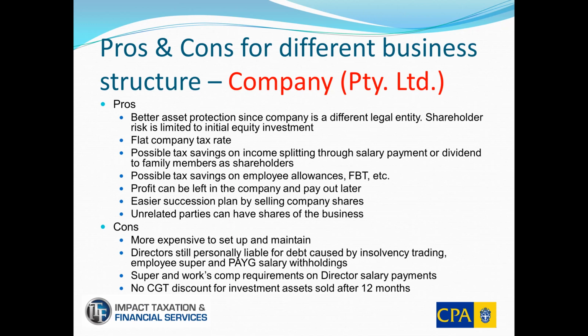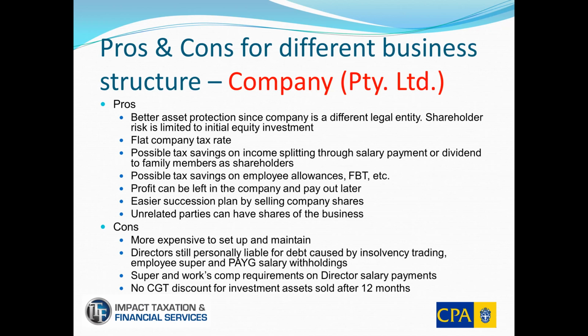Okay, and then also the last advantage is mainly comparing to a family trust. Family trust will be mentioned a little bit later. It's very hard to get someone as a part of the owners in a family trust. But if you have a company structure, it's easier to get unrelated parties to join in the business because you can just sell shares to them. With a family trust, it's very hard to get an unrelated party involved in the business.